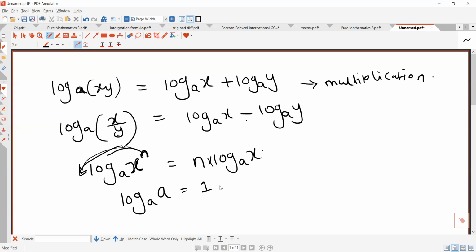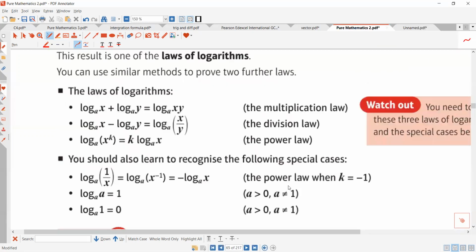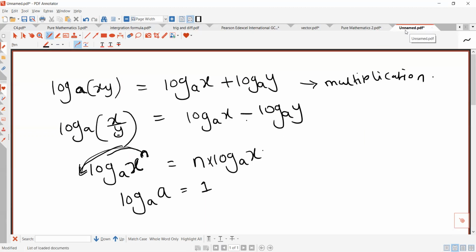If you have the base and the number same, the answer is always 1. This is another thing you guys are supposed to know. Done? Yes. Okay, now let's see if any other rules are left. Any other? So the next thing you guys are supposed to know is this.